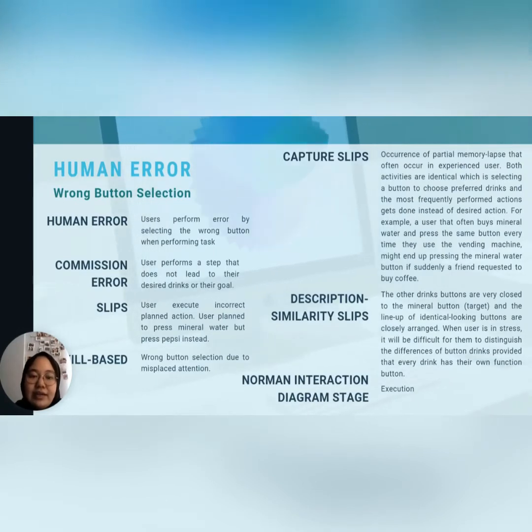Furthermore, the slip can be categorized as a description similarity slip. This is because the other drinks buttons are very close to the mineral button, which is the target, and the line of identical looking buttons are closely arranged together. When the user is in a state of stress, it will be difficult for them to distinguish the difference between the drink buttons, provided that every drink has its own function button. And also in the Norman interaction diagram stage, this human error occurs at the execution stage.